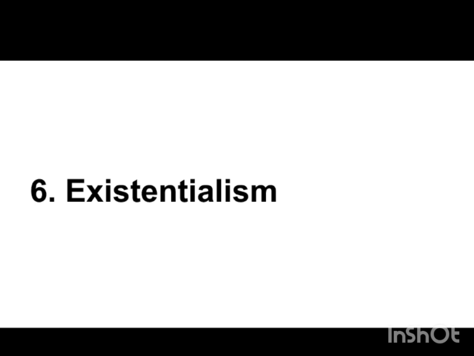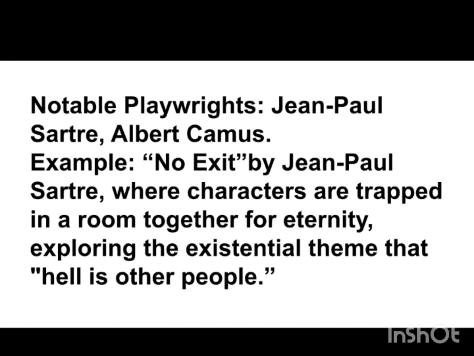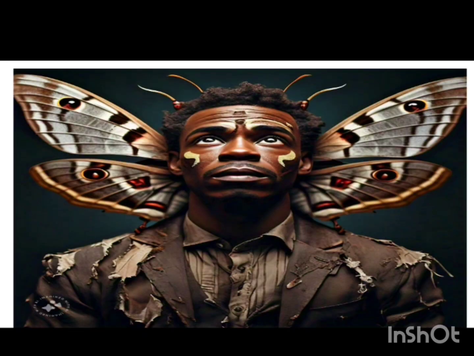Characteristics of absurdist or existentialist theater are: characters often face moral dilemmas or confusions and questions about their own existence. Notable playwrights belonging to this genre are Jean-Paul Sartre and Albert Camus. Example: No Exit by Jean-Paul Sartre, where characters are trapped in a room together for eternity, exploring the existential theme that hell is other people. So we have studied absurdism, surrealism, as well as existentialism.